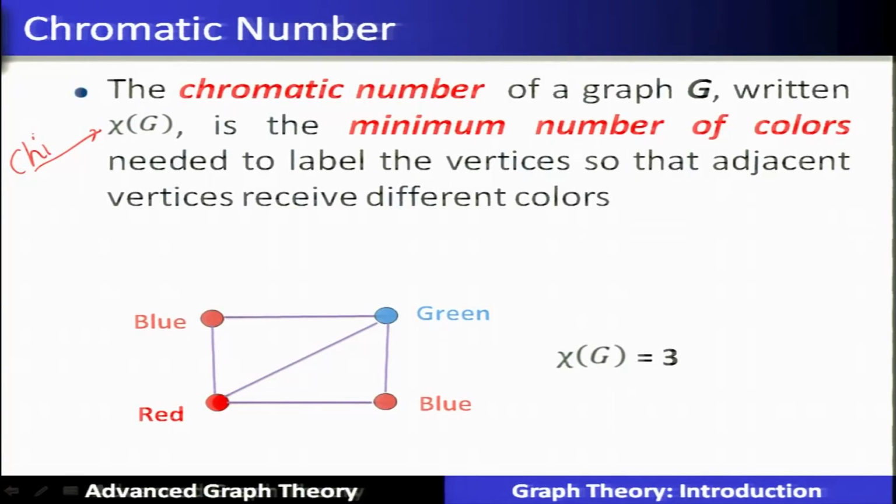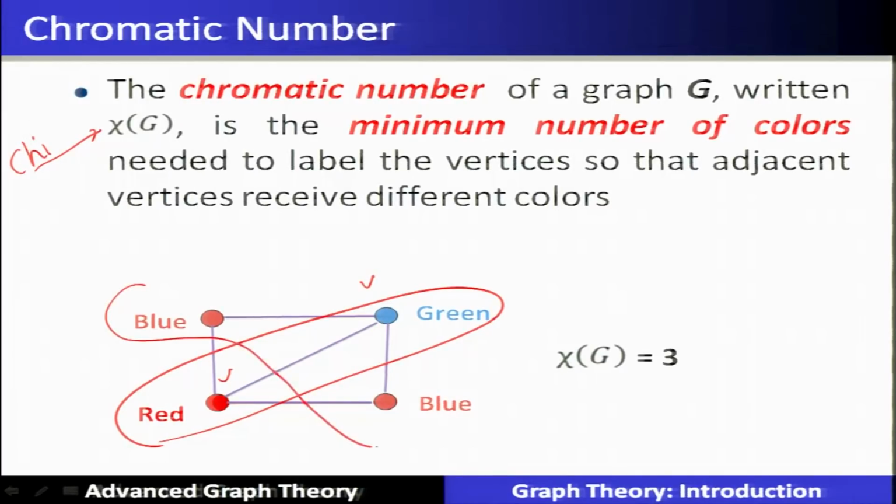Chi of G is nothing but the chromatic number of a graph, which is the minimum number of colors needed to label the vertices so that adjacent vertices receive different colors. Take this example in this particular graph. These two vertices are adjacent, so they receive different colors.